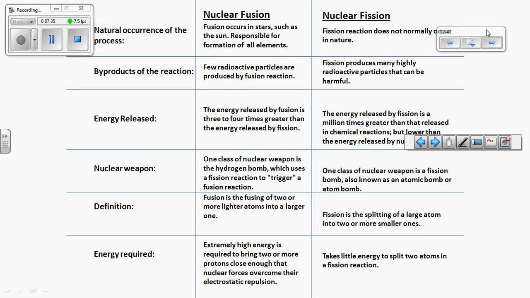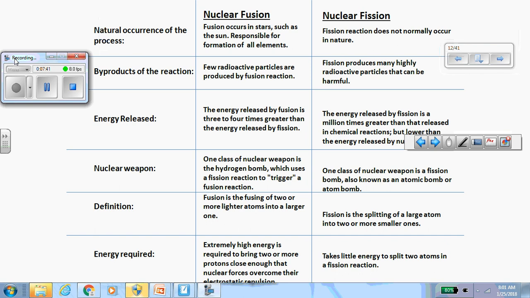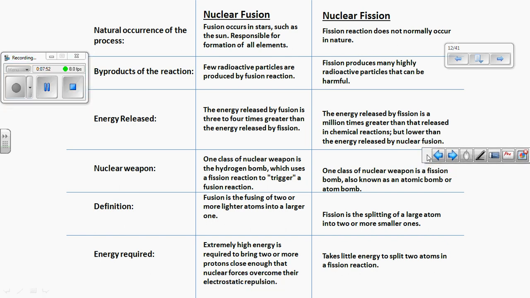Now, this is a chart that has a lot of characteristics of fission and fusion. In your outline, you have a chart that is exactly like this. The only thing is that some of these categories here are not in the same order as they are on your paper. So please make sure that when you are filling in this information, you are putting it in the correct spot in your notes.